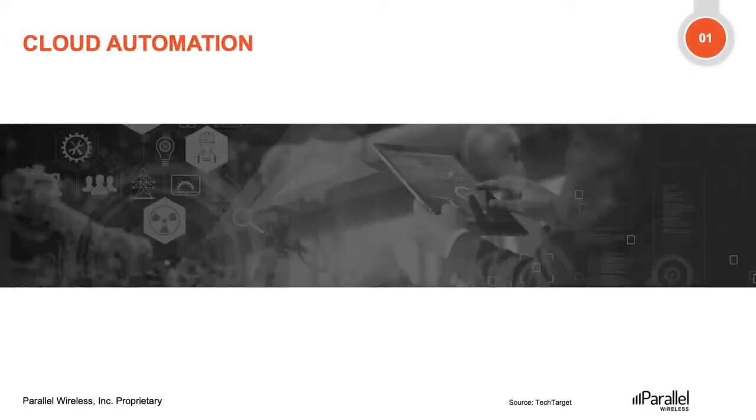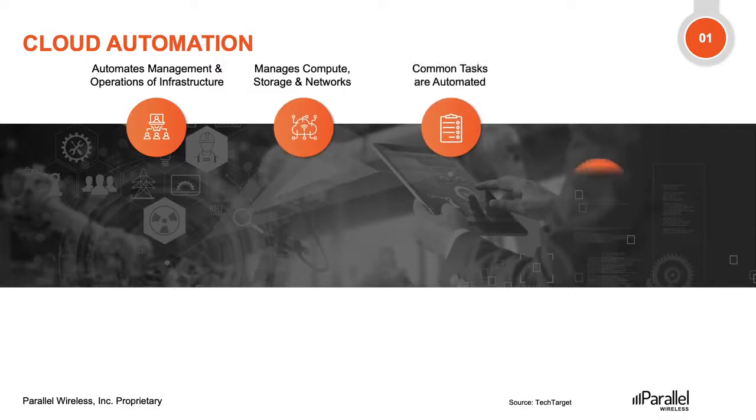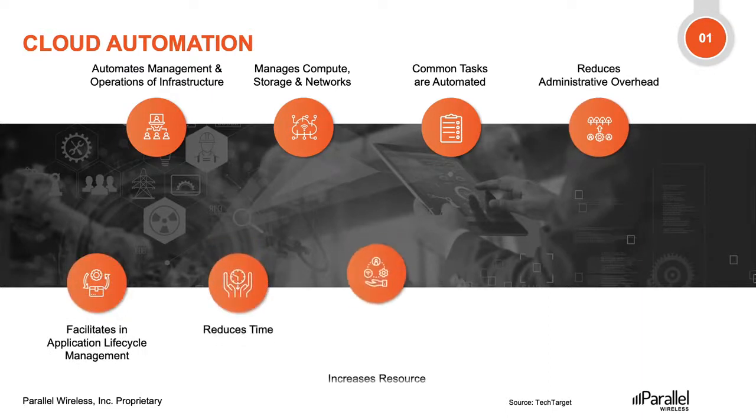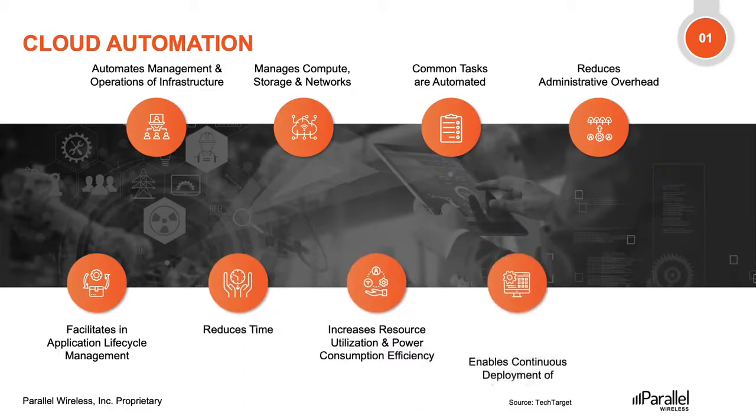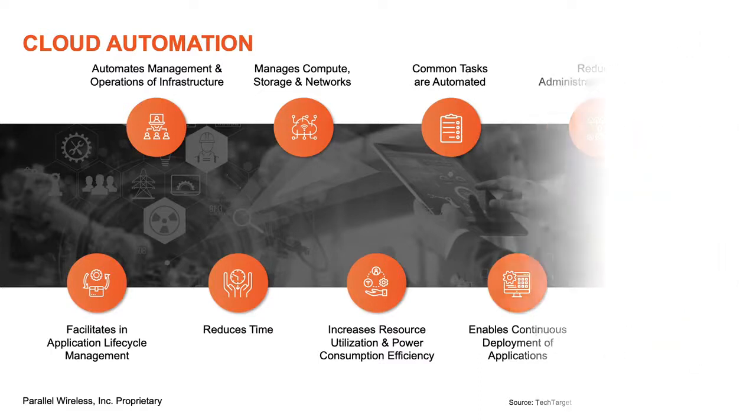Cloud automation. Setting up the network environment or infrastructure is the first stage in the network deployment. Cloud automation thus plays a key role in this stage. Key advantages it provides are listed here, and some of the key ones are: it automates management and operations of the infrastructure, manages compute, storage, and networks. Common repetitive tasks are automated, reduces administrative overhead, facilitates application lifecycle management, and significantly reduces time and effort. It also increases the resource utilization and power consumption efficiency, and so on.